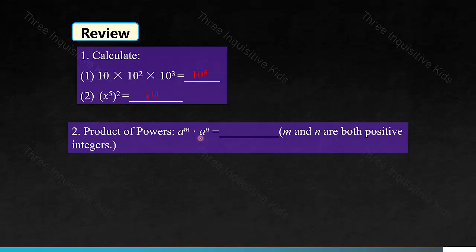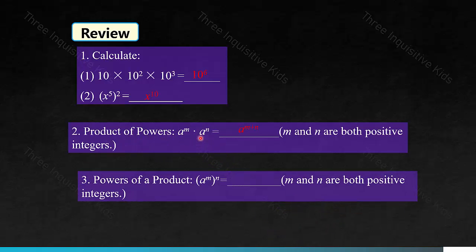The first problem was using the product of powers property: a to the mth power times a to the nth power equals a to the m plus nth power. And the second problem was using the powers of a power property, which is a to the mth to the nth power, which equals a to the mnth power. But remember, m and n are both positive integers. We're not working with negatives yet.